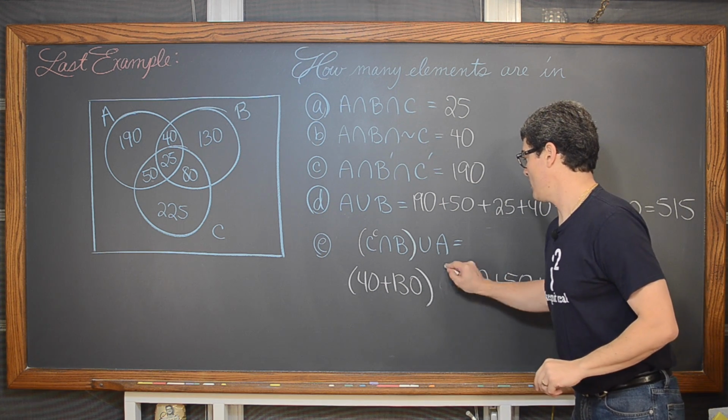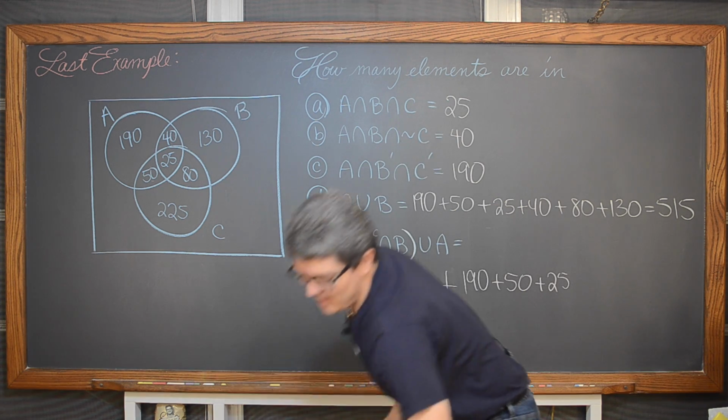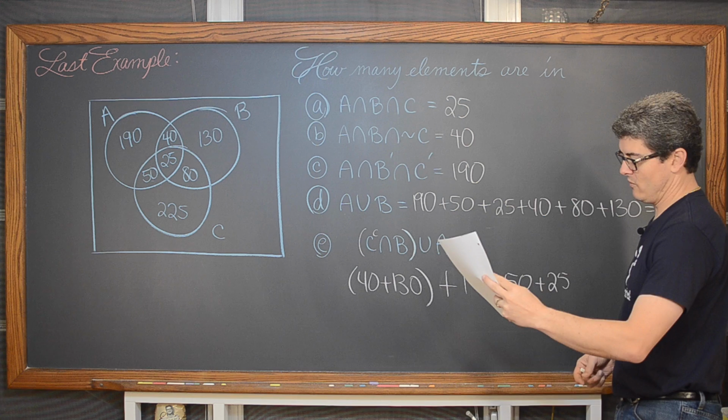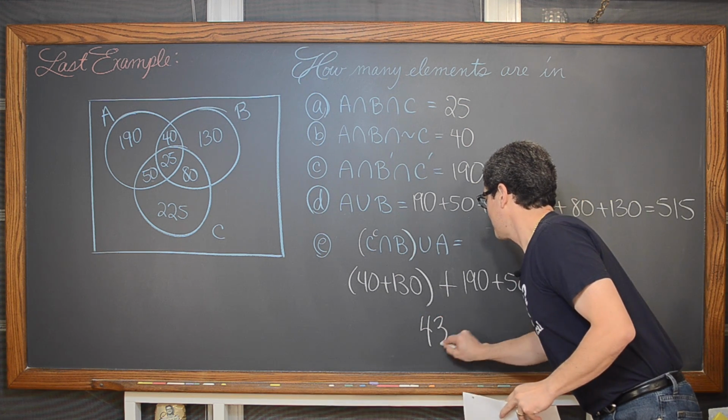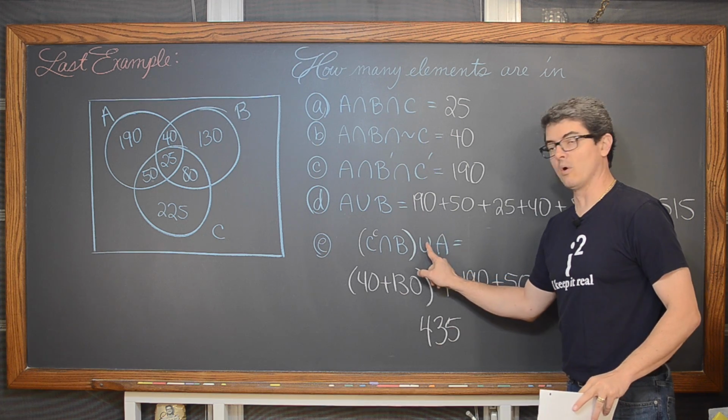And we do want to add these up, and ultimately that is going to come out to be a total of 435 elements in not C and B or A.